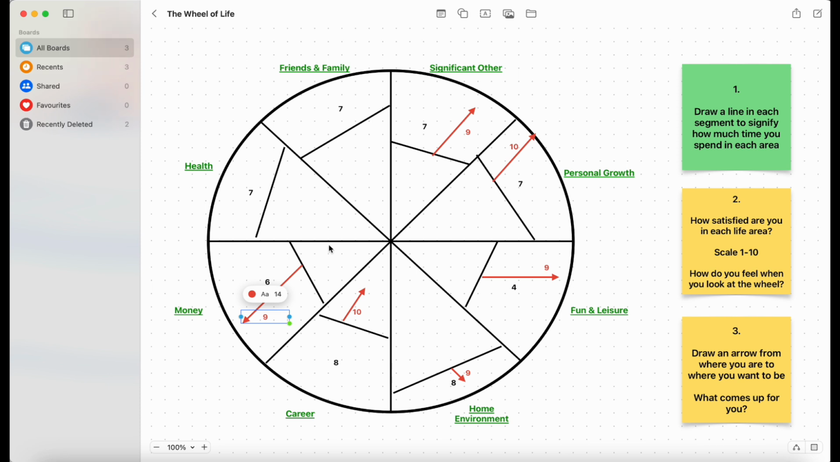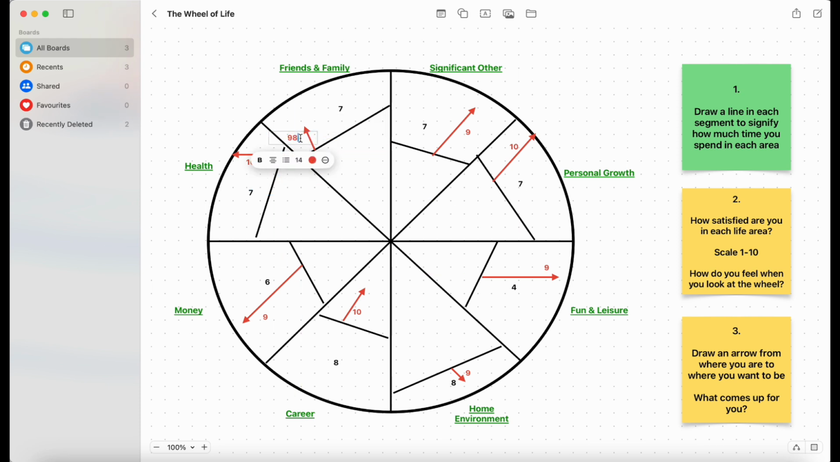And two more left. We're going to go to health. To be honest with you, there's really nothing more important than health. So let's do the max for that one. We're going to go to 10. And then friends and family. I'm fairly happy with the balance, but you know what? More is never a bad thing. So let's go for an 8.